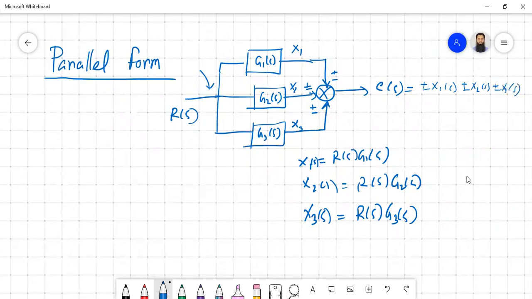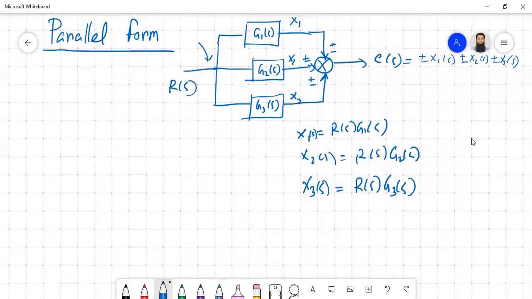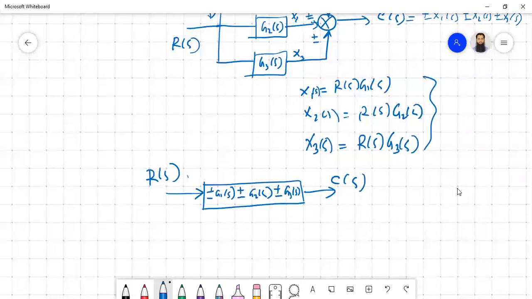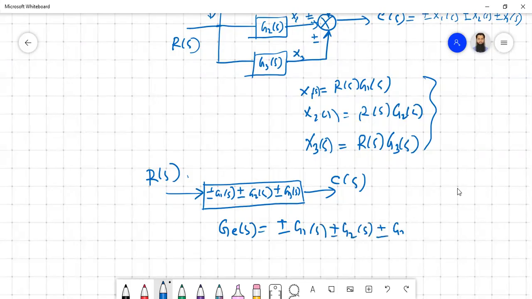So instead of these three blocks, we can write a single block. If you add these three and take RS common, you are going to get plus minus G1S, plus minus G2S, plus minus G3S, based on the sign of the summing junction. So this is your RS and this is your CS. We can say that our equivalent transfer function will be plus minus G1S plus minus G2S plus minus G3S.